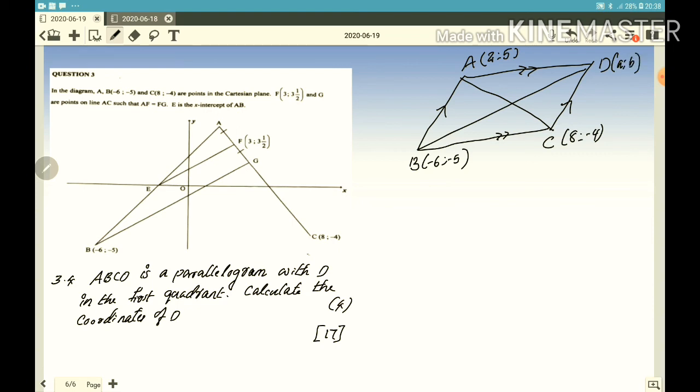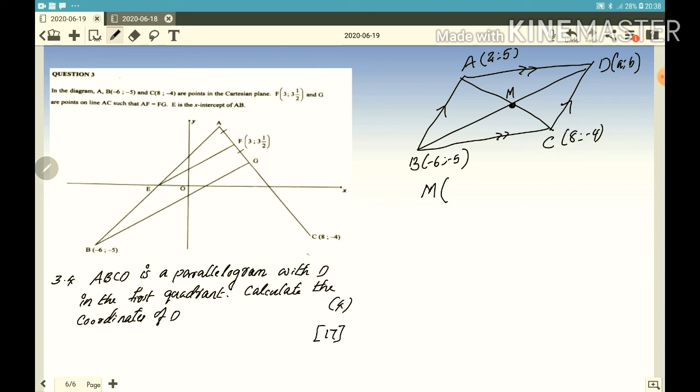You understand? Now, we are using the property of a parallelogram. Here, the property is diagonals. Diagonals bisect each other, which means they have the same midpoint. Now, what you have to do is find the midpoint, let me call it M. You can find the coordinates of M using AC because A is given, C is given.